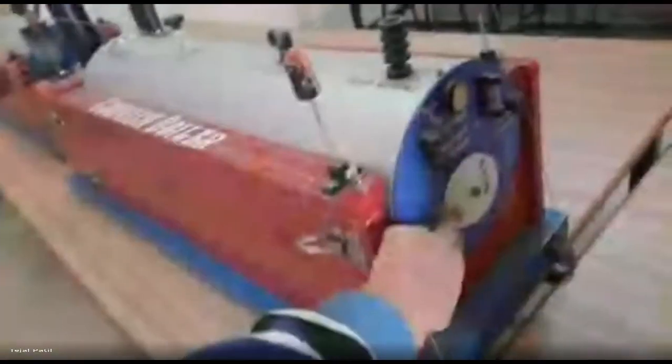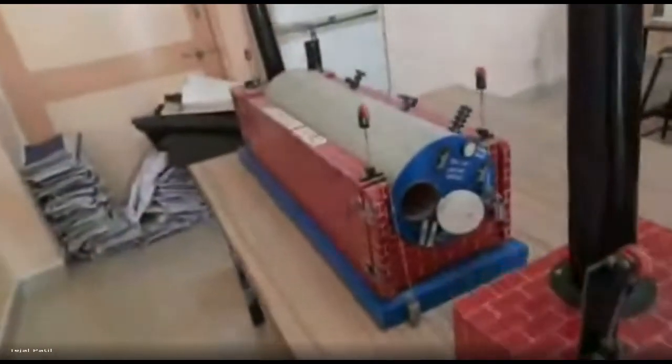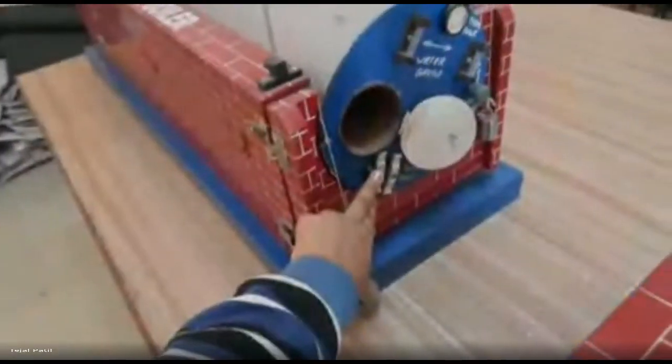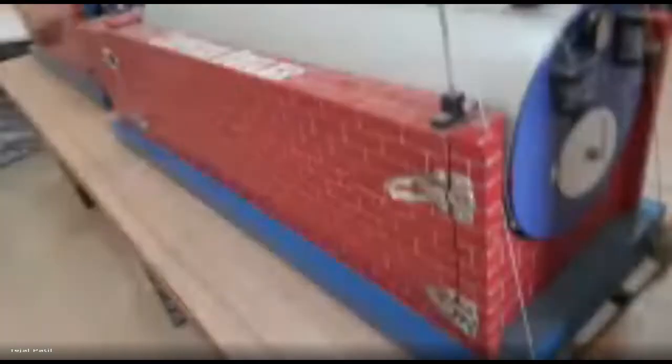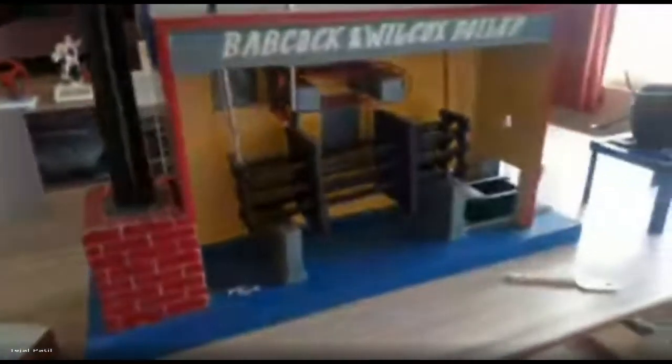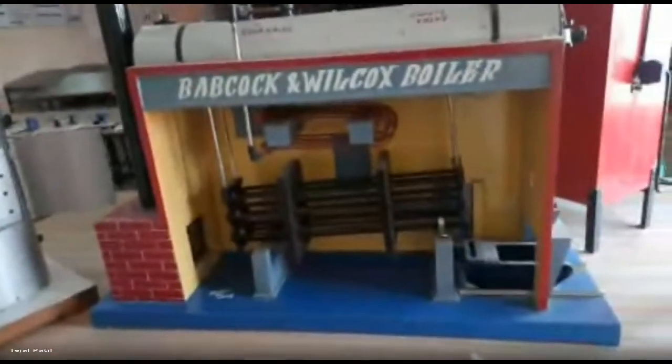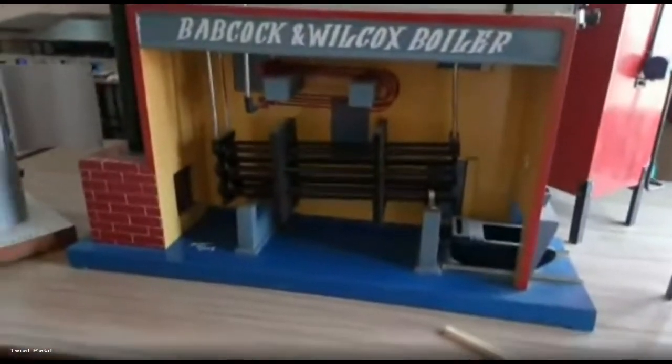Then next one is the manhole. So you can see here, this is the manhole. Similarly, this is the manhole for the Cochran boiler, and for the Cornish boiler, here is the manhole, or the door. Similarly, on this Lancashire boiler also, you can see this is the manhole. Now what is this manhole? Whenever maintenance is required, these manholes are there, through which a person can enter into the boiler and clean up, or do whatever maintenance is required. So that is what the manhole is.